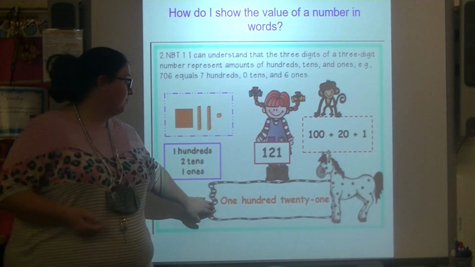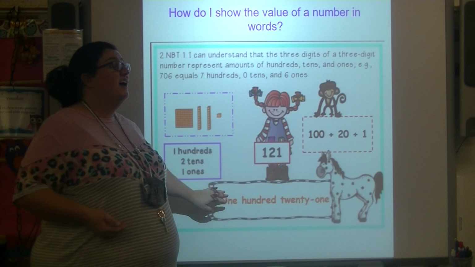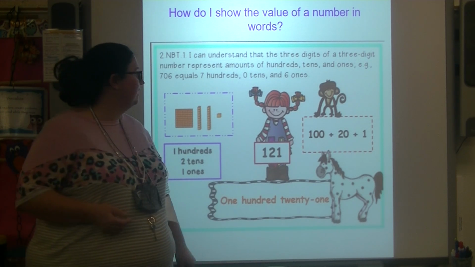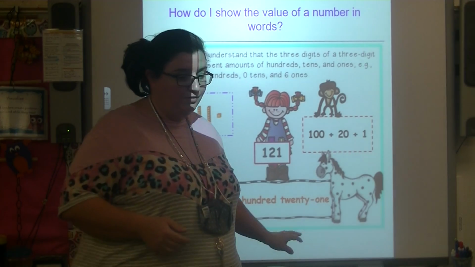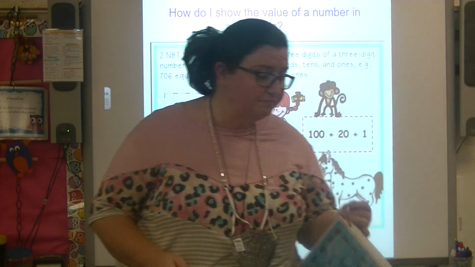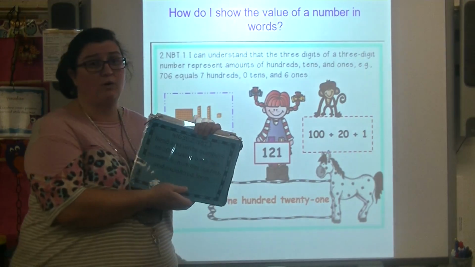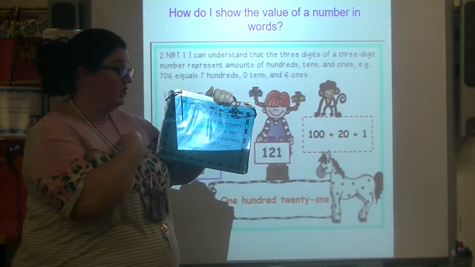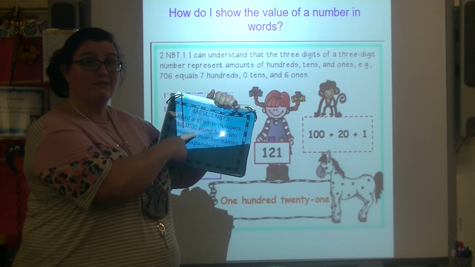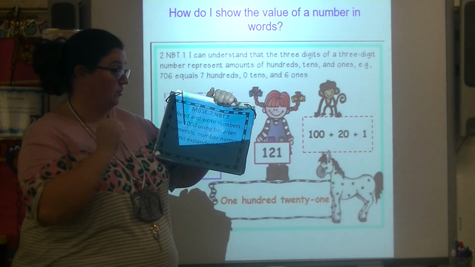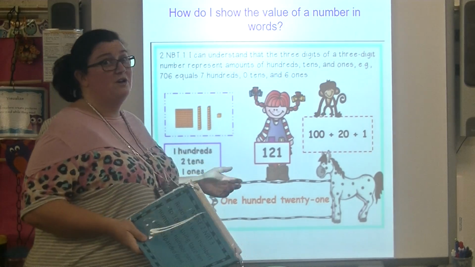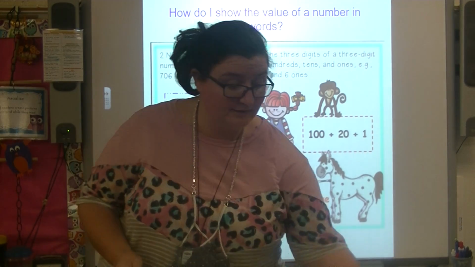All right, so today we're going to spend a little bit of time on how to write that as a number name or number word. Also, there's one more standard that will match up that we'll be working on this week, and that is being able to read and write numbers to 1,000 using base 10 numerals, number names, and expanded form. So they're almost the exact same standard.